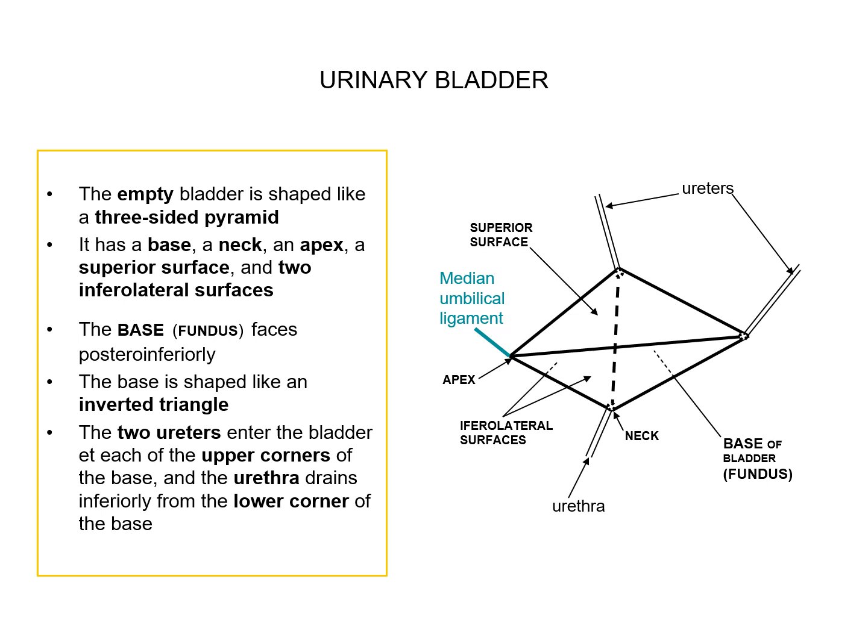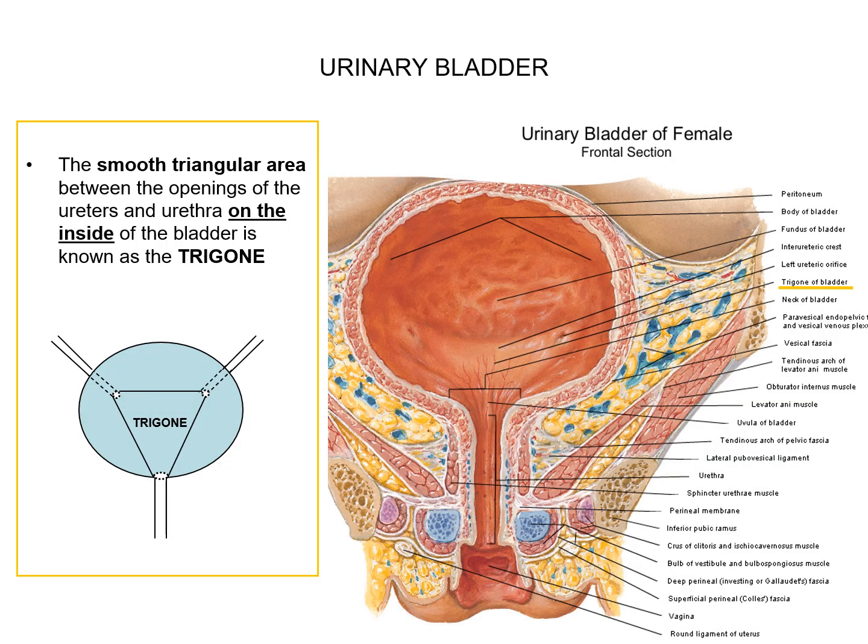The base of the bladder is shaped like an inverted triangle and faces posterior-inferiorly. The two ureters enter the bladder at each of the upper corners of the base, and the urethra drains inferiorly from the lower corner of the base. The smooth triangular area between the openings of the ureters and urethra on the inside of the bladder is known as the trigone.